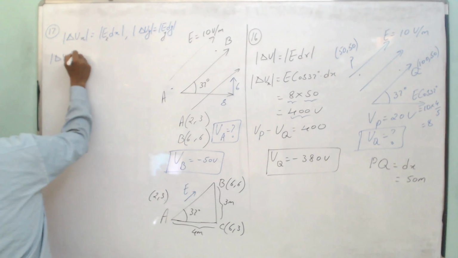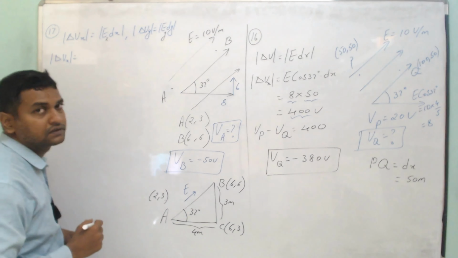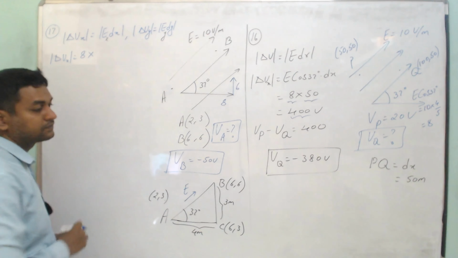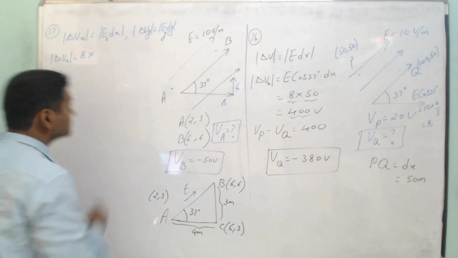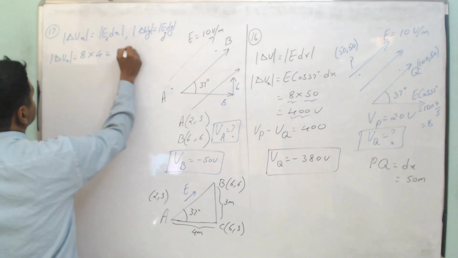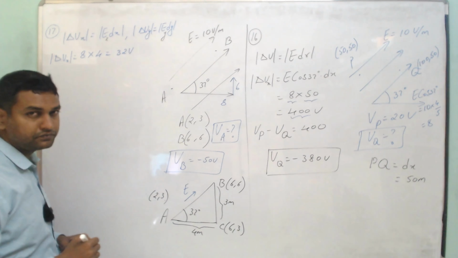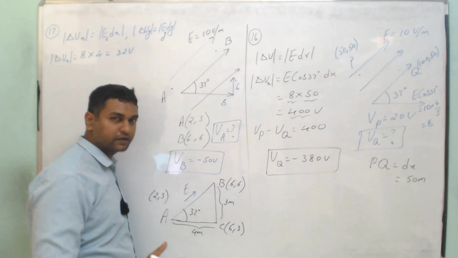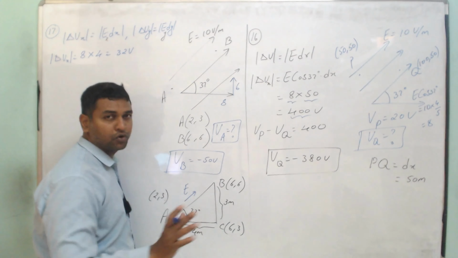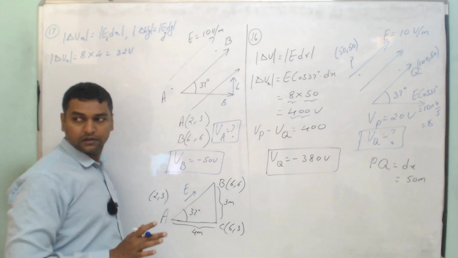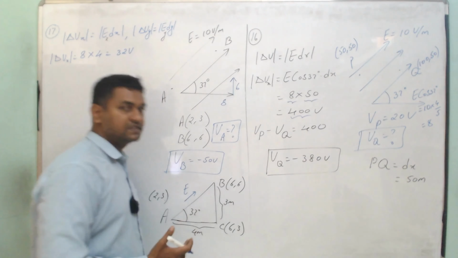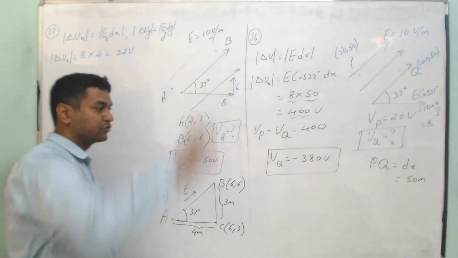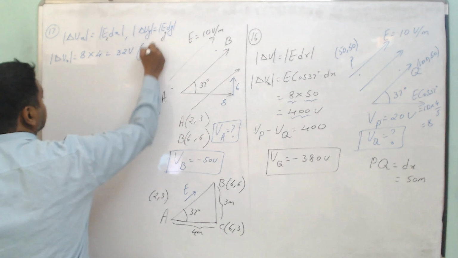Delta Vx is equal to, what is Ex? 8. Into what is Dx? 4. So we can say this is 32 volts. Along x-axis, we are working in between points A and C, right? Tell me, is VA greater than VC or VC greater than VA? VA is greater, because the electric field is from left to right. So VA is greater than VC.